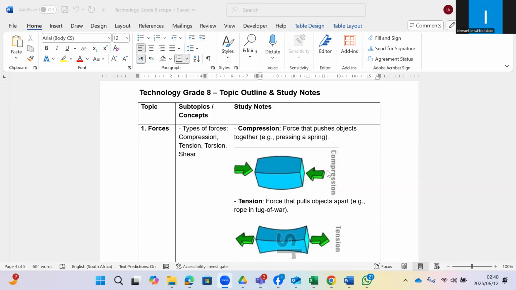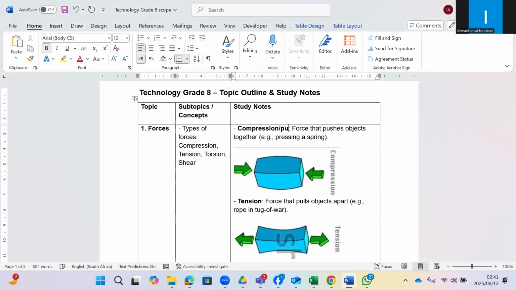The first one is compression force. This is the type of force that pushes objects together. In other words, pressing a spring. If you have a spring and you press it, you push it, we call it compression force. So in other words, we call it the pushing force. So compression or pushing force.